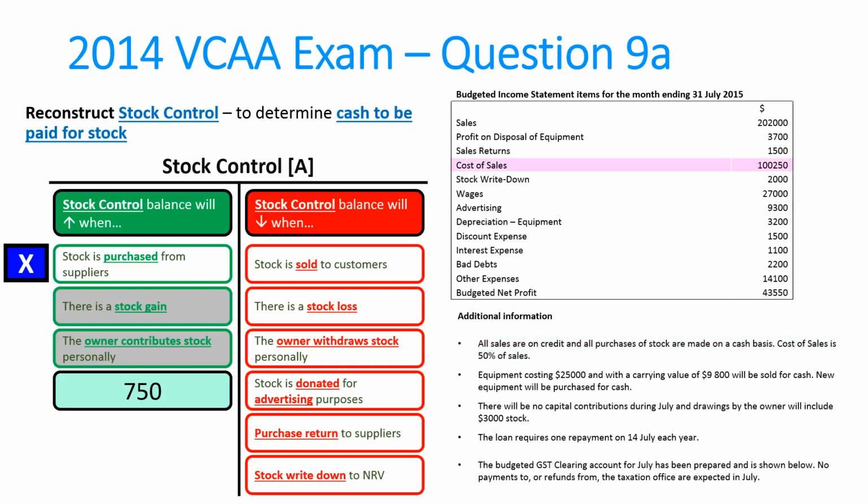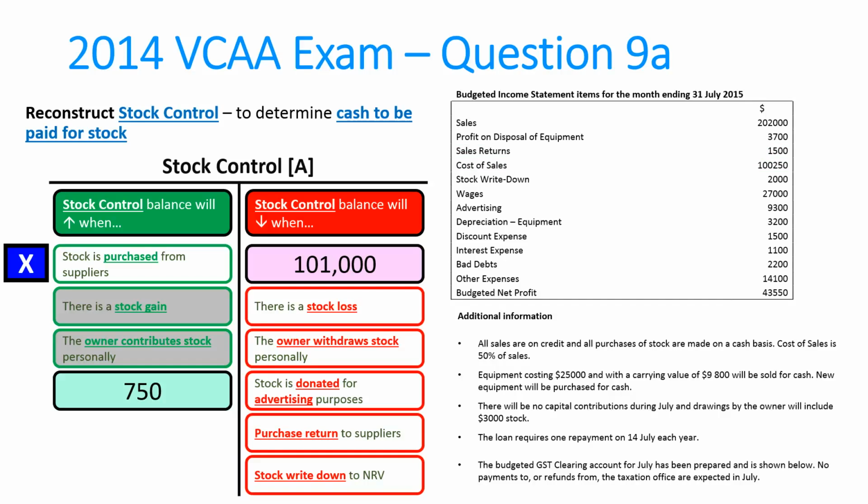On the other side, how much stock is sold to customers? We're told the cost of sales is 100,250. Just with that though, that would actually already include the sales return of 750. So technically that number should already have that 750 taken out of it. So I'm going to add it back in. I'll explain whether you want to do that or not. It actually doesn't matter when we look at the actual solution.